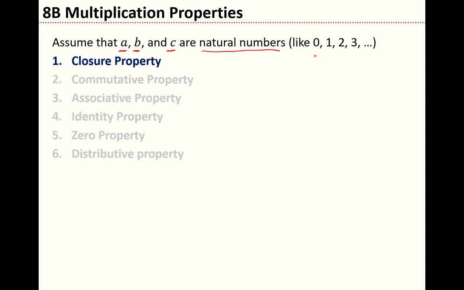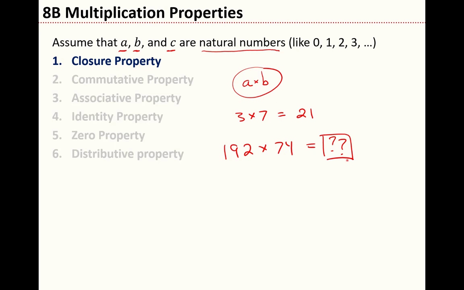The first property I want to talk about is the closure property. Closure says if I take two natural numbers, say A and B, and I multiply them together, the result will also be a natural number. This is kind of obvious, right? 3 times 7: 3 is a natural number, 7 is a natural number, their product 21. Yes, 21 is a natural number also. But even in cases where we don't know the answer, like 192 times 74, I don't know what that answer is off the top of my head, but whatever it is, I am assured that the answer is a natural number.